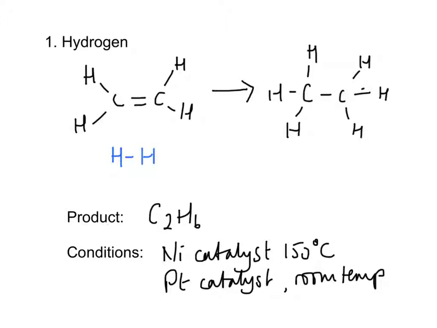So this reaction is known as catalytic hydrogenation of an alkene, and it is used to turn vegetable oils into solid fats by increasing the amount of saturation in the molecule, so removing the double bonds by putting hydrogen across them in an addition reaction.